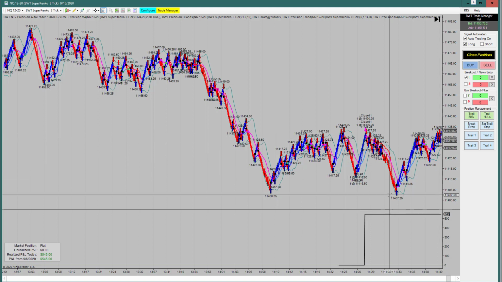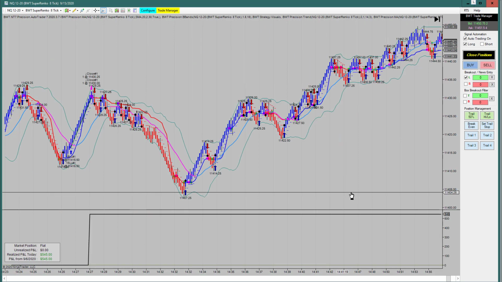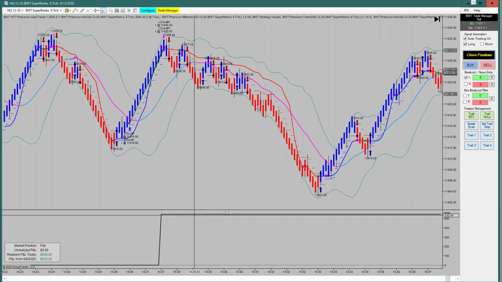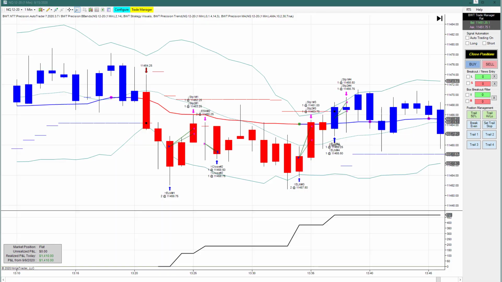So it came to this low and then tested this range and made a lower low and a bigger move to the upside, and then kind of rolled over. But I engaged the AutoTrader right at this low, and it took the blue bars right here, and so this did turn out to be a profitable trade.